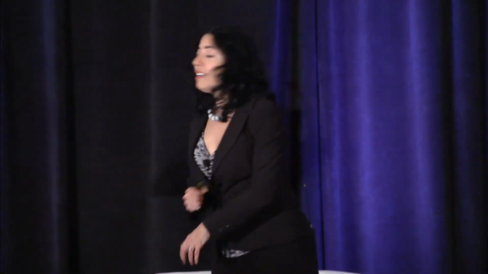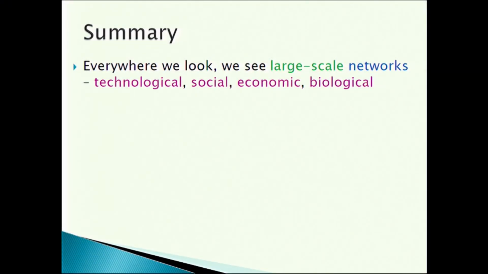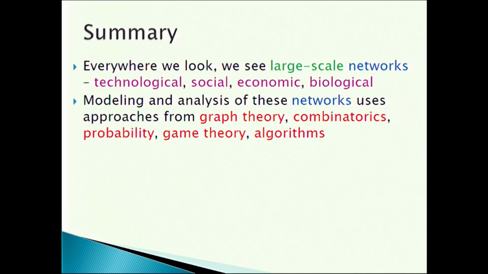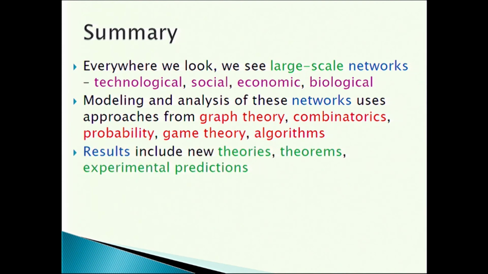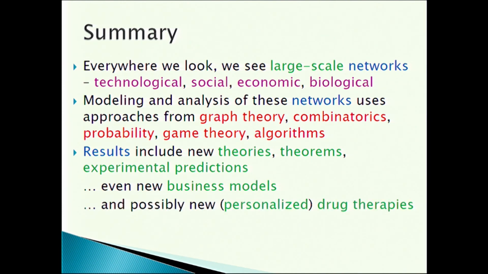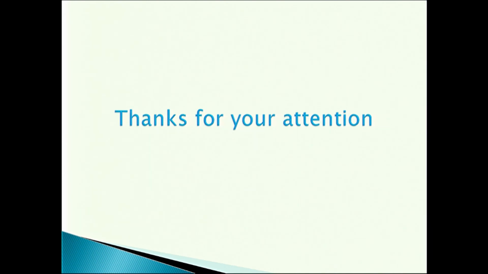Okay, so the summary. Everywhere we look, we see these networks. We can use all kinds of techniques, always going back to the data to test what the implications of that are. We get new theories, theorems, experimental predictions, new business models, as you saw on the right-hand side of the algorithms page, and possibly even new personalized drug therapies. Okay, thanks.